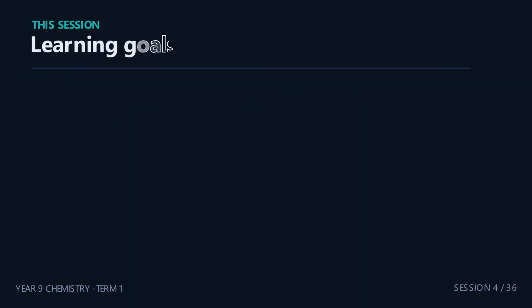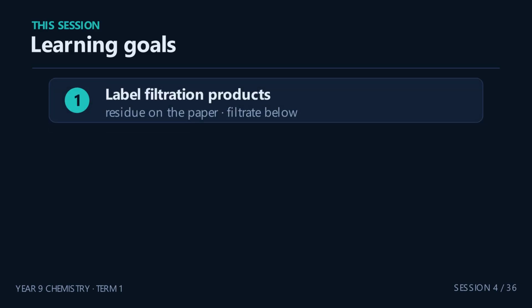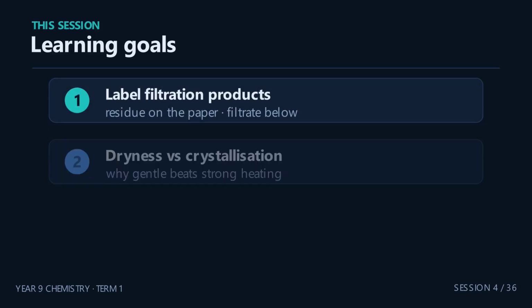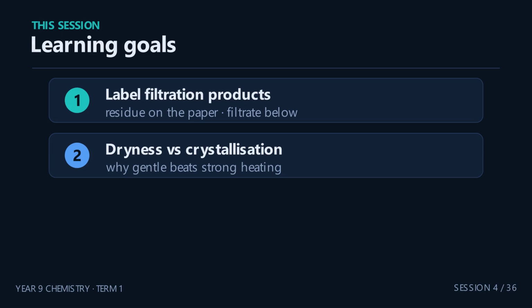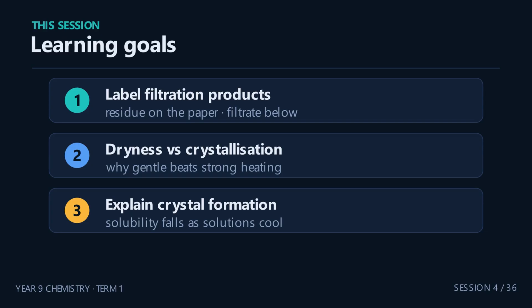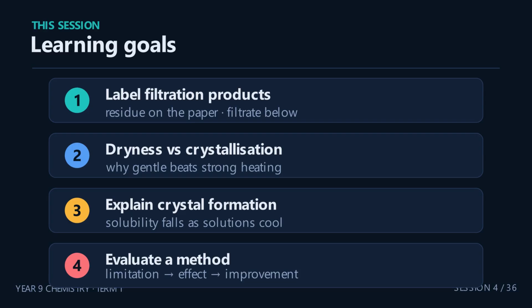Your 4 goals. First, label the products of filtration correctly. Second, compare evaporating to dryness with crystallization. Third, explain how a change in solubility produces crystals. And fourth, evaluate a separation method for purity and yield, just like an examiner would.